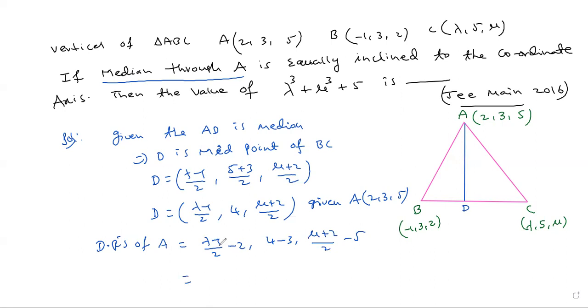Okay, so (lambda minus 1)/2, with 2 as LCM: lambda minus 1 minus 4. Now 4 minus 3 is 1. (Mu plus 2)/2 minus 5, with 2 as LCM: mu plus 2 minus 10, that is mu minus 8. These are the DRs. Now these are equally inclined with the coordinate axes.